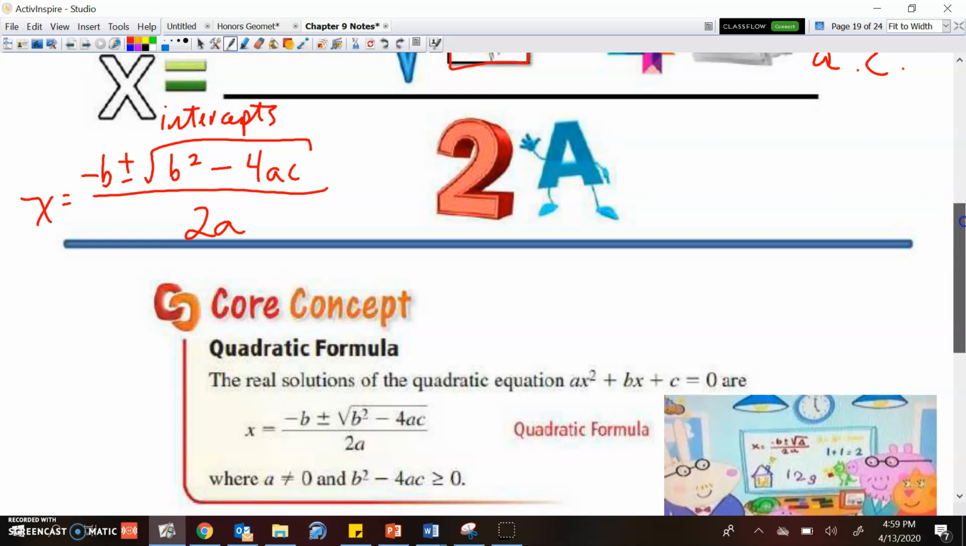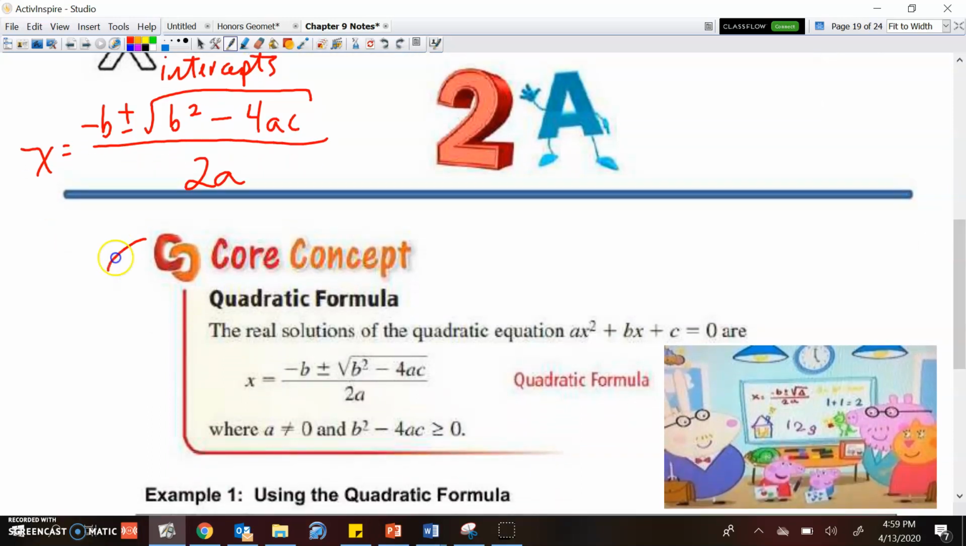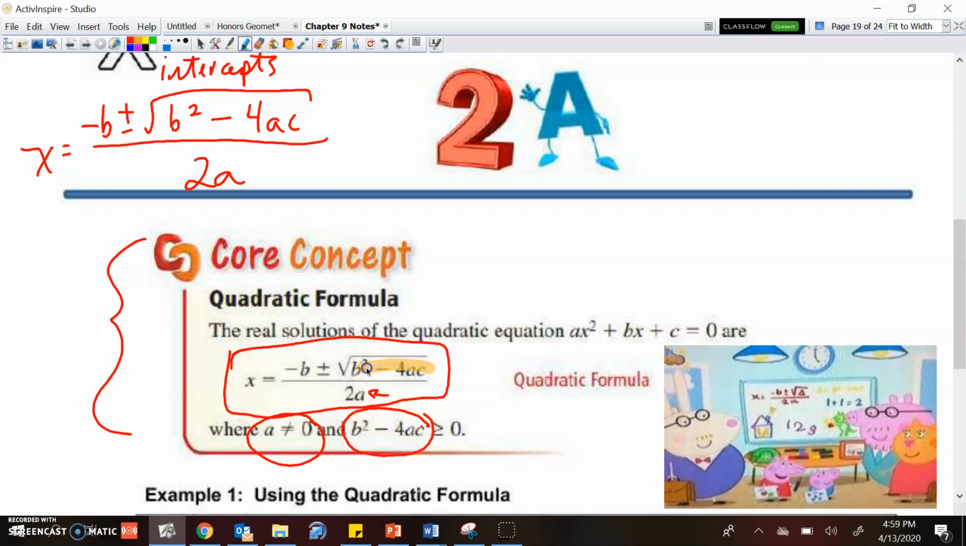Okay. All right. So here's the formula, the core concept. They show the formula again without all those crazy pictures. They put a few restrictions in. They say a can't be 0, and that's because you can't have 0 in the denominator. And they say that this expression is actually what shows up here under the square root. This value here has to be greater than or equal to 0, so it has to be a positive value. Okay, we're going to talk about that later.